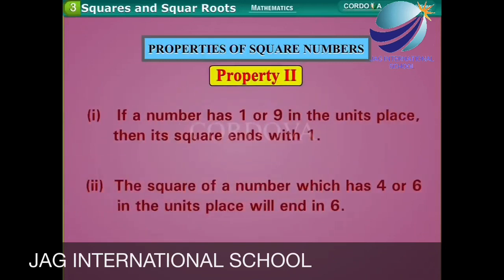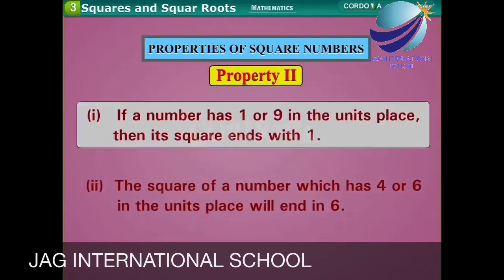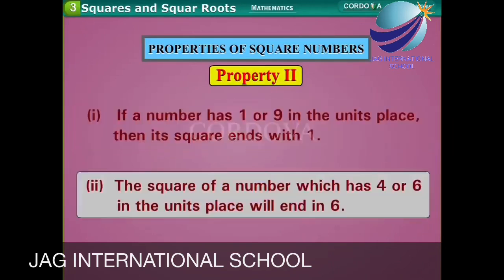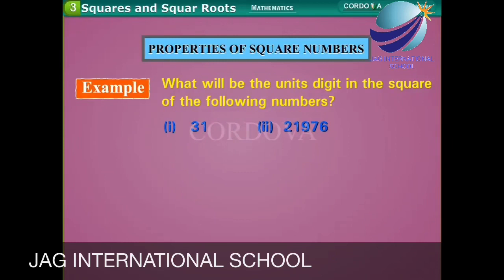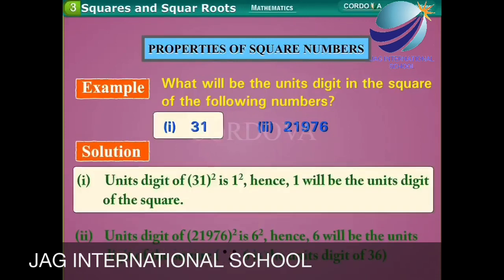Property 2. If a number has 1 or 9 in the units place, then its square ends with 1. The square of a number which has 4 or 6 in the units place will end in 6. Example: what will be the units digit in the square of the following numbers? 31, 21976. Solution: the units digit of 31 squared is 1 squared, hence 1 will be the units digit of the square.